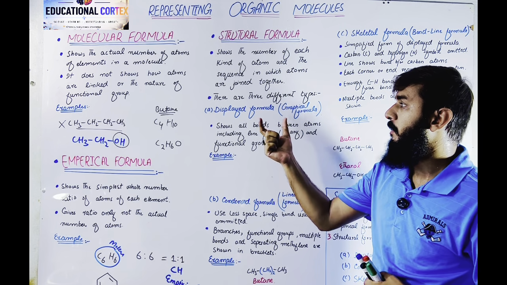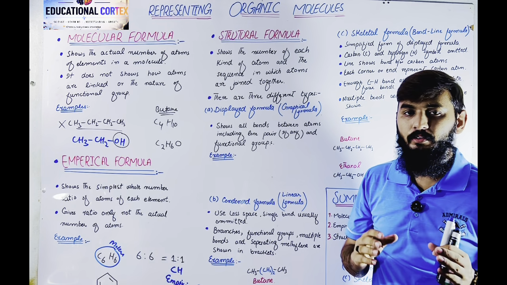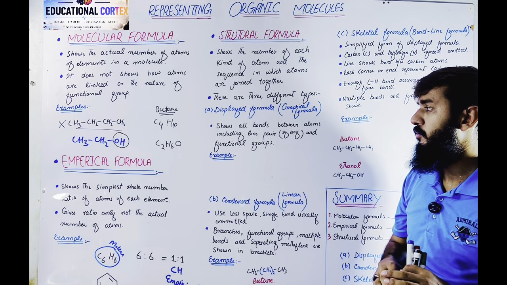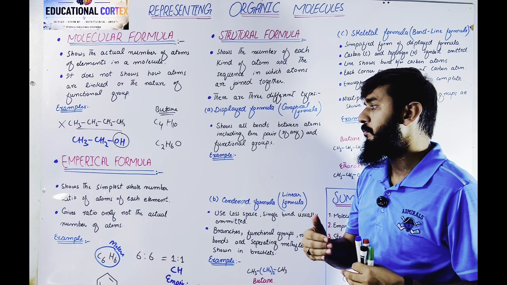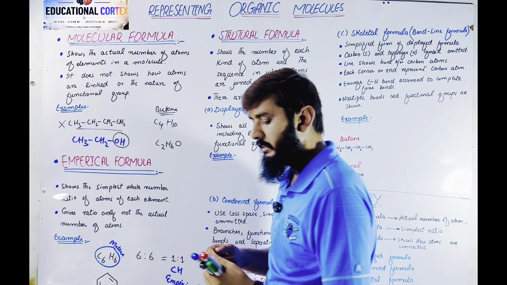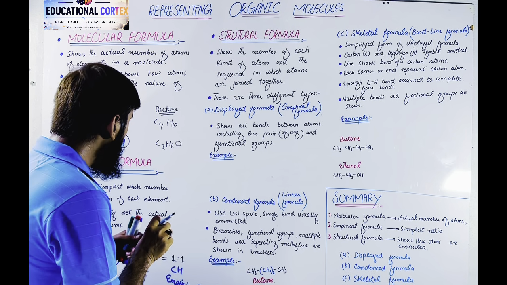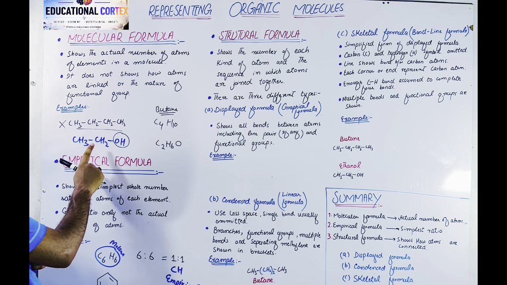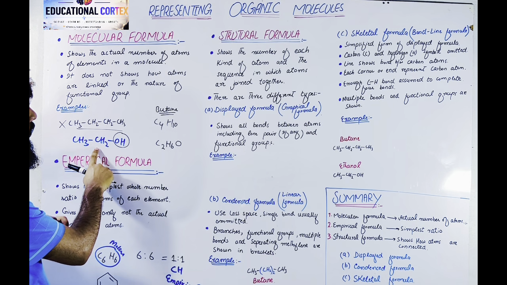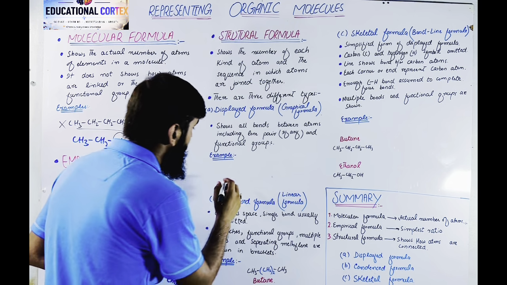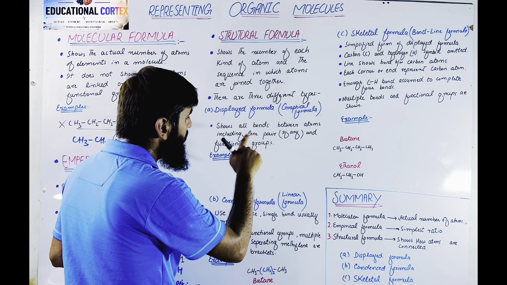First, we'll discuss the displayed formula. Displayed formula is the first type of structural formula which shows all the bonds between the atoms, including lone pairs and functional groups. What does it mean? Let's take an example. If we talk about ethanol, this is the molecular formula of ethanol. Now, we write the structural formula of ethanol here. As I discussed, it shows all the bonds between the atoms.